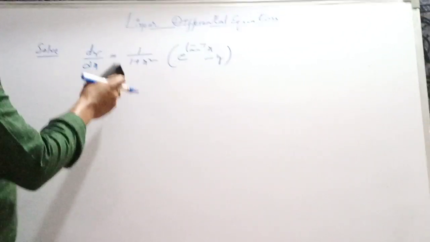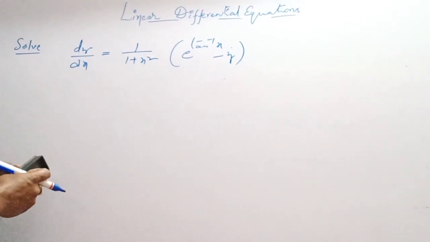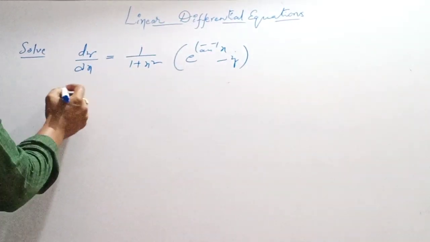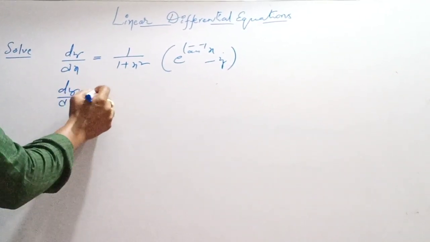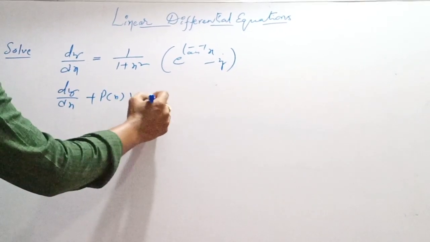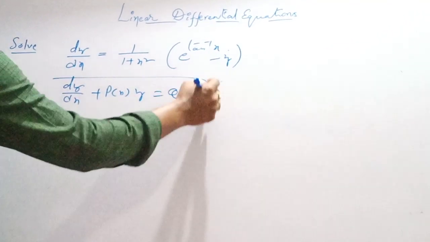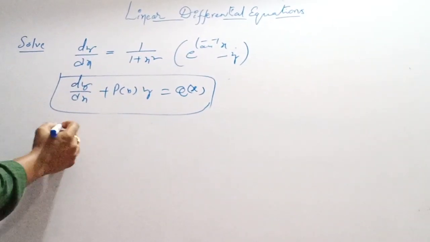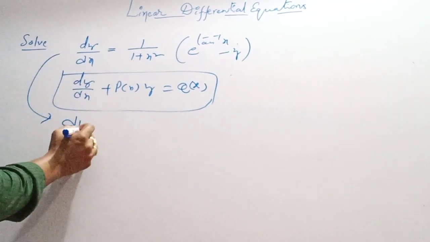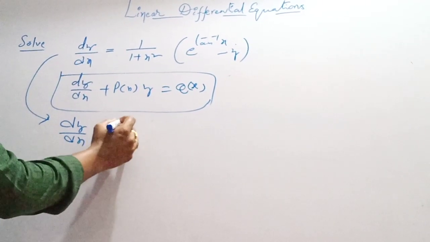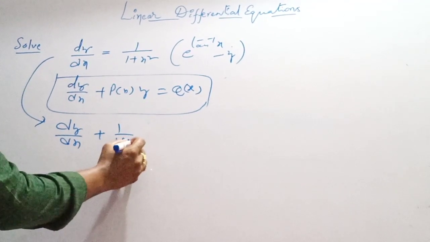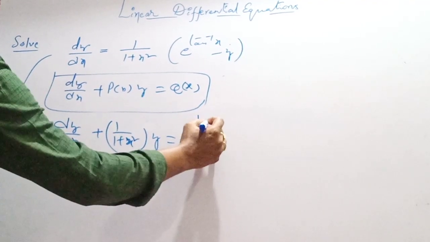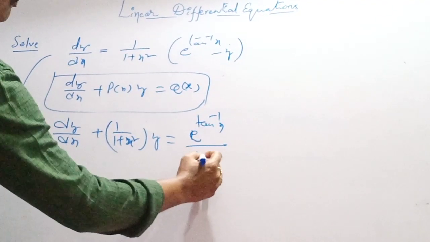dy/dx = 1/(1+x²) · (e^(tan⁻¹x) − y). First of all, you reduce it into the linear differential equation form dy/dx + P(x)y = Q(x). You observe y times 1/(1+x²); transform it to the left side, so this reduces to dy/dx + (1/(1+x²))y = e^(tan⁻¹x)/(1+x²).